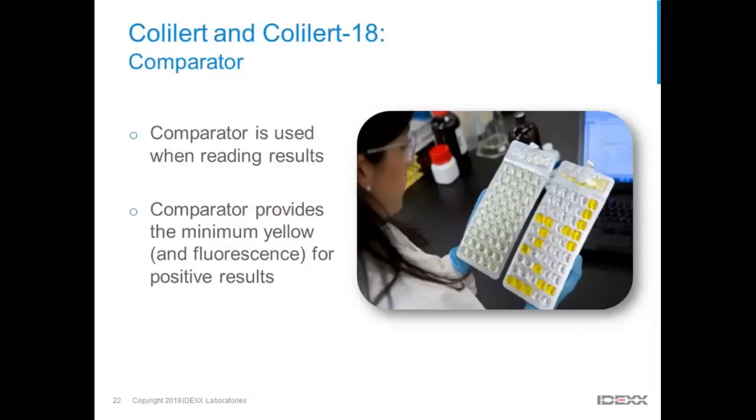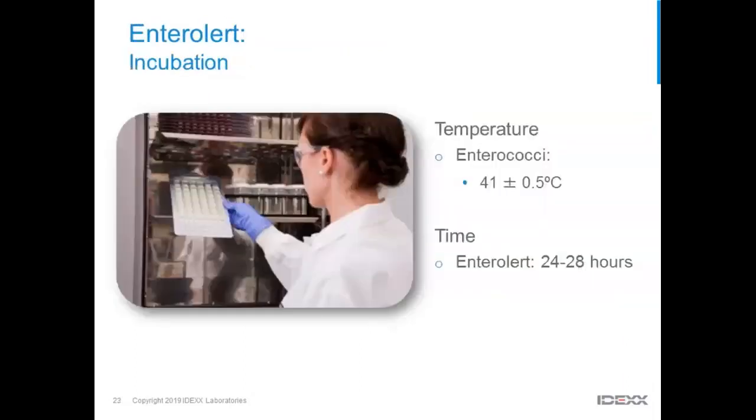So moving on to Enterolert. Basically, Enterolert is run exactly the same as Colilert and Colilert-18 in that you'll just take your sample, add the reagent, dissolve, add to your quantity tray, and then seal. For Enterolert, there's a different incubation temperature. It's 41 degrees plus or minus half a degree. And then the time for results is 24 hours, with results valid up to 28 hours.